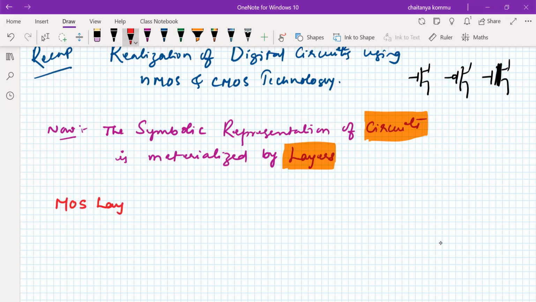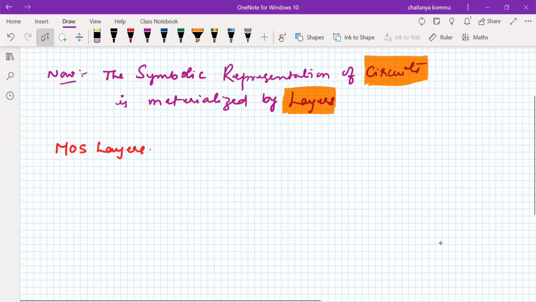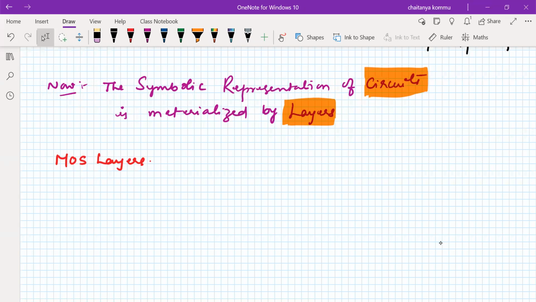So let us consider a MOS transistor layer. The MOS layers, in the sense of MOSFET layers or MOS transistor layers. What are the essential layers that we use, or what are the essential materials that we use for a MOS transistor? Layers or material, both are one and the same. What are the materials that we have used for a MOSFET, MOS field effect transistor?